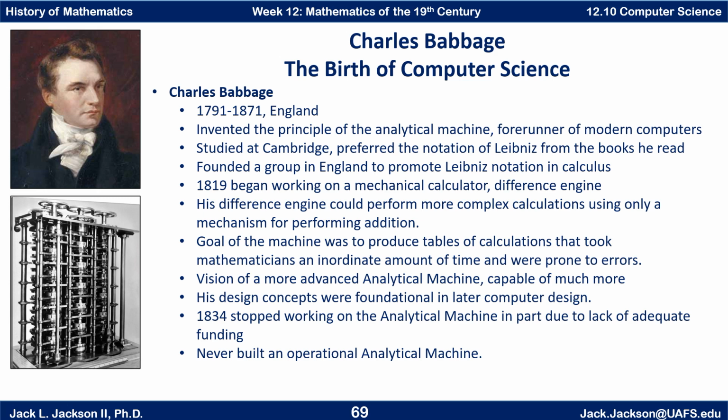In 1819, he began working on a mechanical calculator called the difference engine. And you can see his difference engine pictured here on the left, as well as, of course, a painting of him. The goal of this machine was to produce tables of calculations that took mathematicians an inordinate amount of time and were prone to human error. And his difference engine could perform many complex calculations, but really only using a mechanism for performing addition.